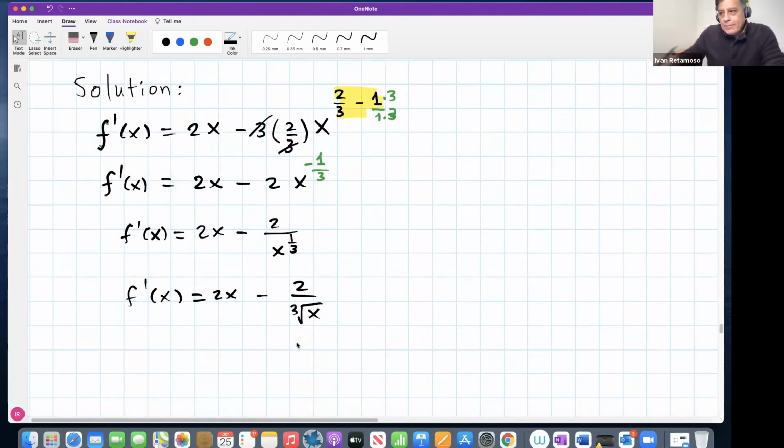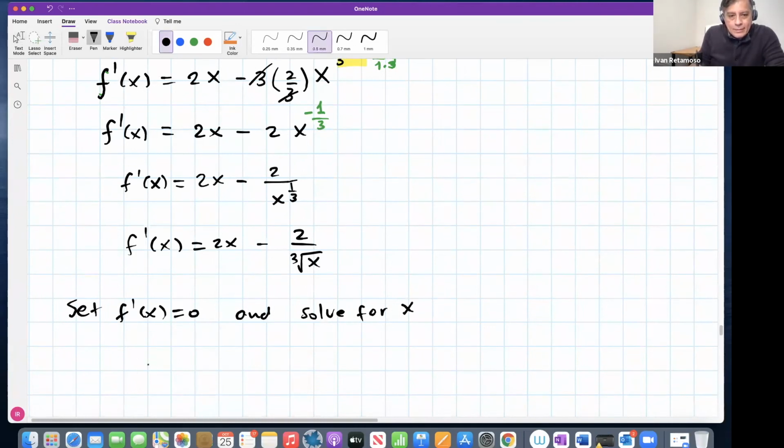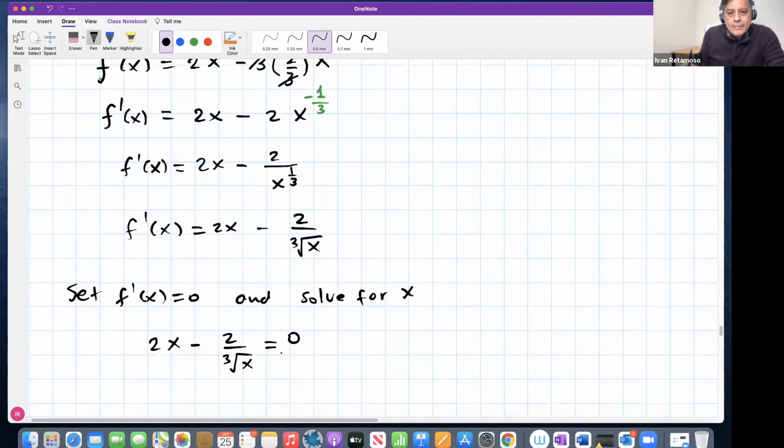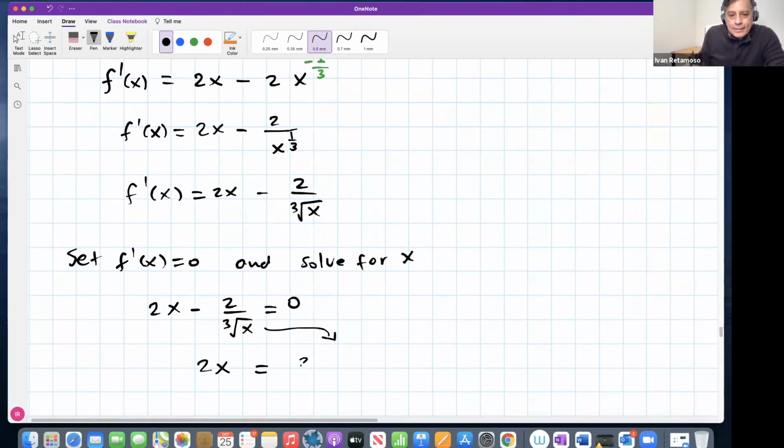Now, next, we're supposed to set this equal to 0, right? Set f prime of x equal to 0 and solve for x to get our critical points. If you set this equal to 0, then you have 2x minus 2 over the cube root of x equals 0, right? I'm going to transpose this to the other side. I will get this. Change the sign, it's like adding this to both sides. This disappears here, this guy appears here.